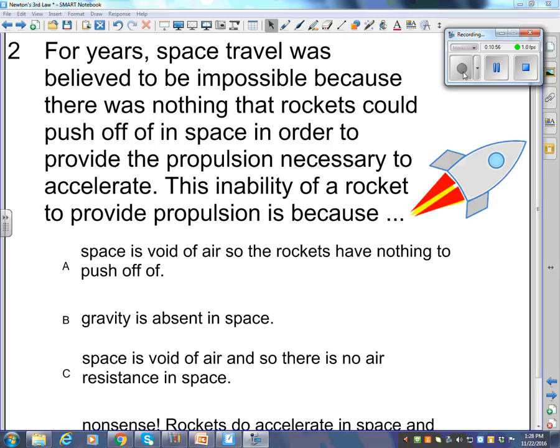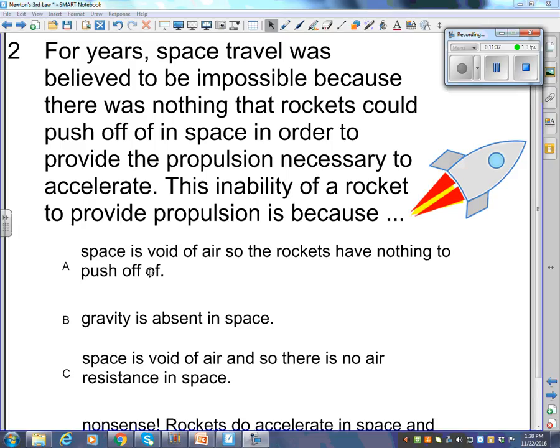Question 2. For years, space travel was believed to be impossible because there was nothing that rockets could push off of in space in order to provide the propulsion necessary to accelerate. The inability of a rocket to provide propulsion is because, so think about this, if I'm on rollerblades and I push on here, what do I do? I go sliding backwards, right? Okay, so this inability of a rocket to provide propulsion is because, listen carefully, A, space is void of air, so the rockets have nothing to push off of.